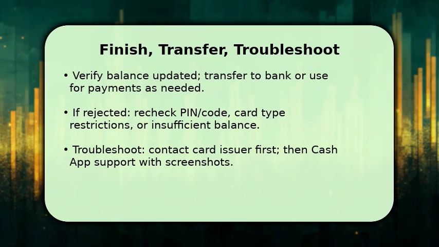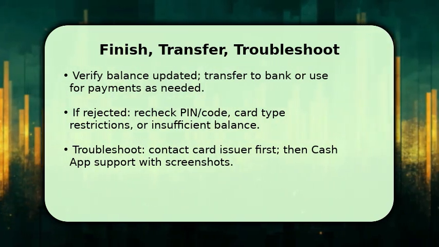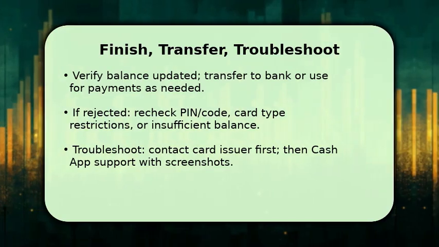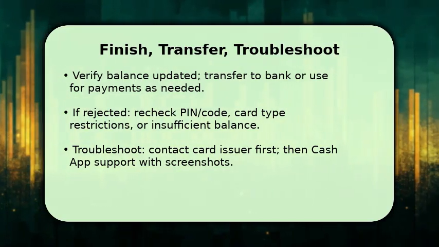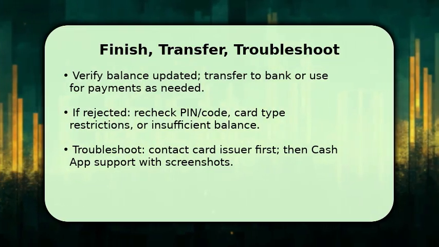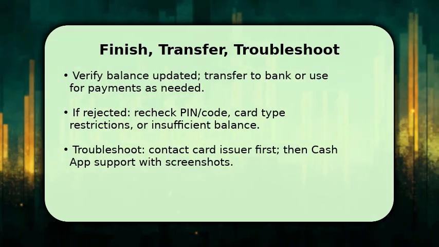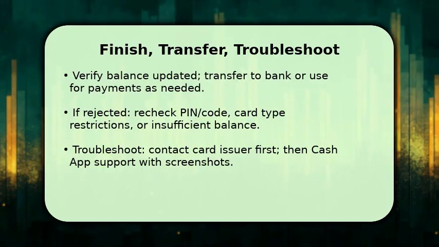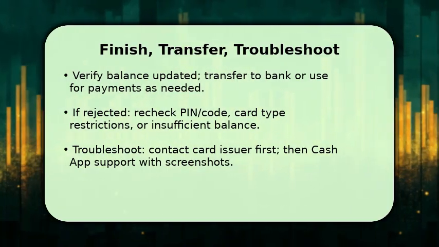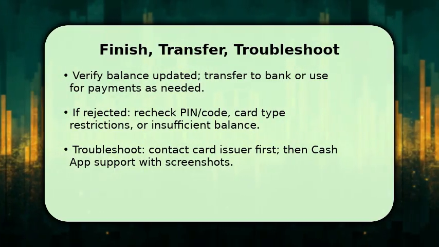Finish by confirming your Cash App balance reflects the gift card value, and then transfer funds to your bank or use them to pay. If the redemption fails, make sure you entered the PIN and code exactly, the card type is supported, and there's sufficient remaining balance. If issues persist, contact the gift card issuer to confirm activation, and then open Cash App support. Provide screenshots of the card and error messages. Doing these steps quickly resolves most problems and secures your funds.